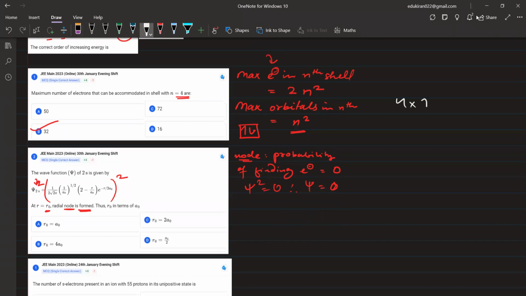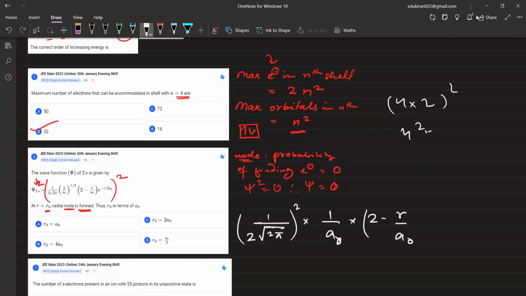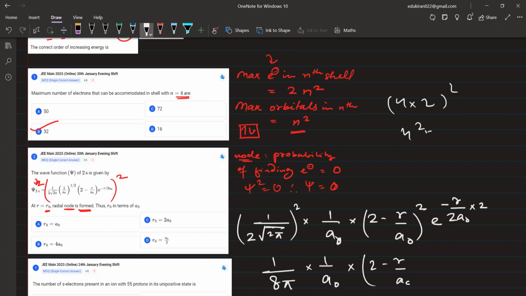All the terms will get squared। 4 इंटू 2 का स्क्वायर क्या हो जाएगा, 4 स्क्वायर इंटू 2 स्क्वायर, हाँ ठीक है। सो 1/2 रूट 2 पाई will be squared into 1/a0, 1/a0 to the power 1/2 into 2 क्या हो जाएगा, 1/a0 हो जाएगा, into 2 minus r/a0, this also will be squared into e to the power minus r/2a0 into 2, these two will be cancelled, ये हो जाएगा 1/2 root 2 into 2 root 2, it was a 4 into 2, 8 pi into a0 into 2 minus r/a0 into e to the power minus r/a0. Okay, now this whole term will be equal to 0.